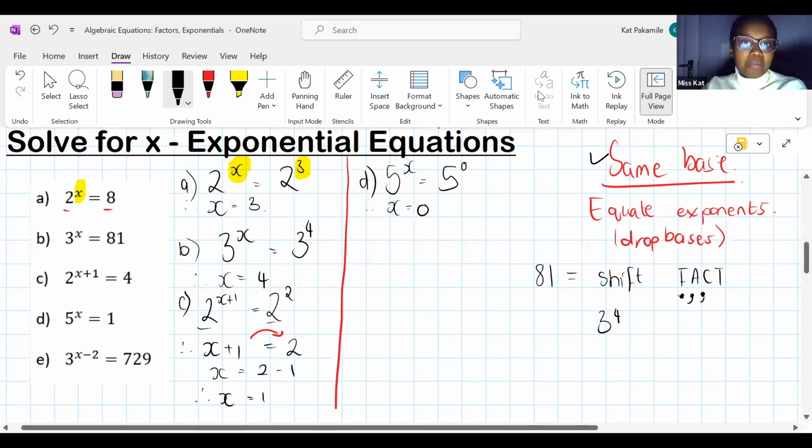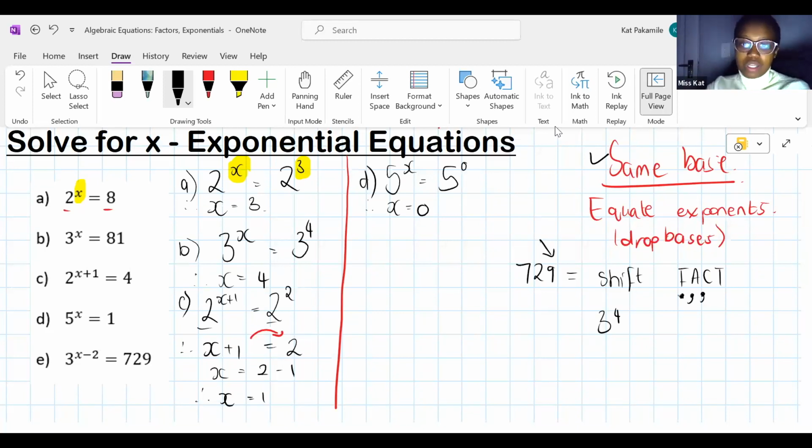Okay, I'm going to need everyone to practice this trick over here with number E. I need you guys to tell me 729. What is 729 with the base of 3? So it's 729 on your calculator. You're going to say 729, press equal, press shift, and press the button that has a fact on top. What does it say? Okay. Lugue has already given me the final answer, but I want to know 729 is 3 to the power of what? 3 to the power of 6.